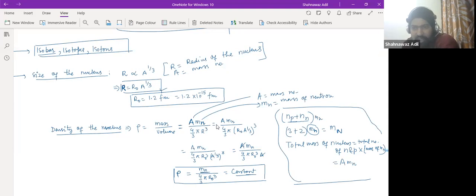And we see that the density of the nucleus of different elements will always be the same. So every element has the same density of the nucleus, but they have different sizes of the nucleus. The nuclei have different sizes, but the density remains the same.